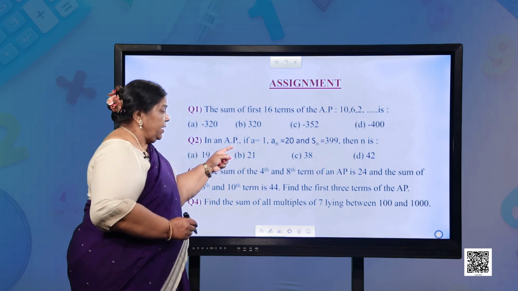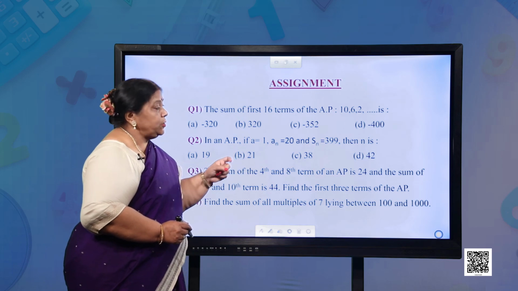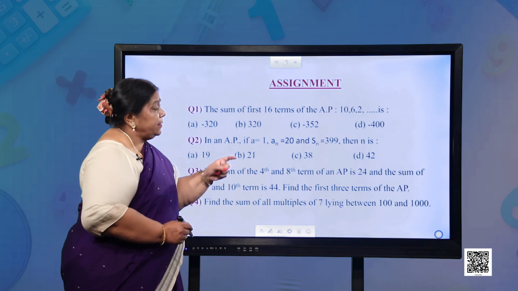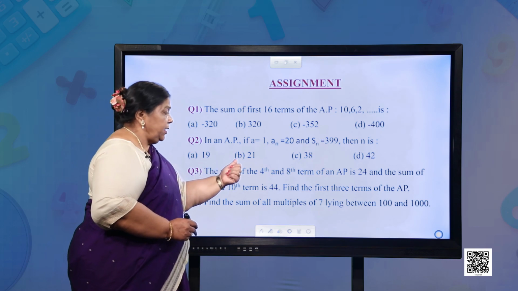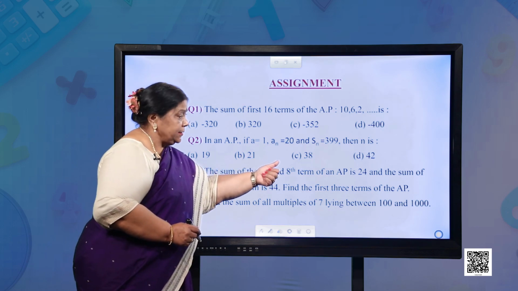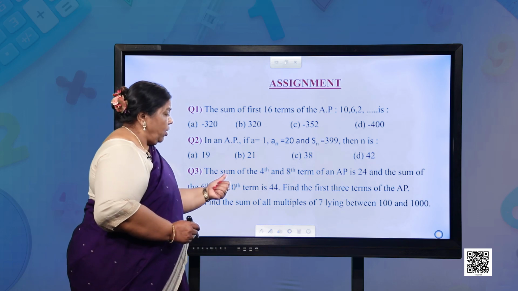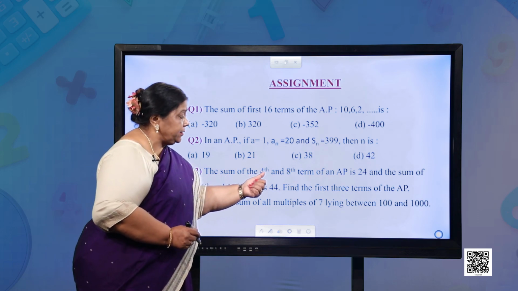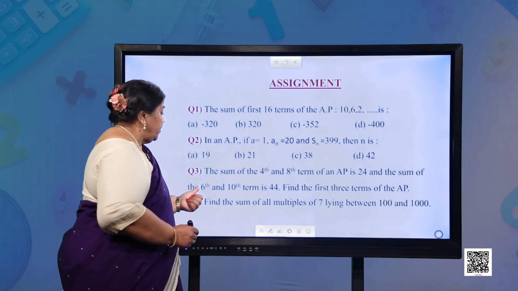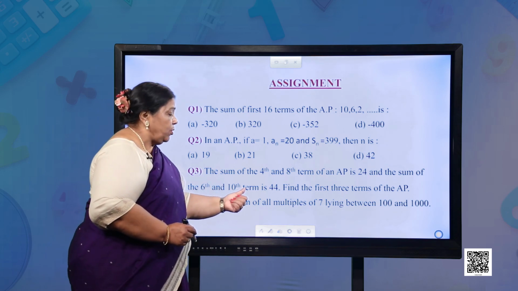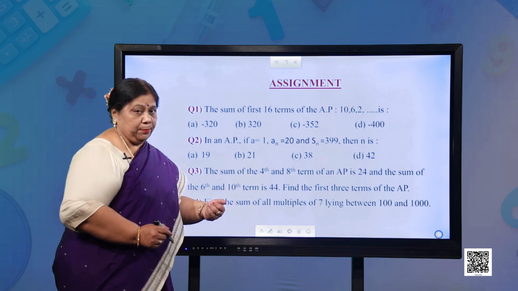Second, in an AP, if a is equal to 1, an is equal to 20 and Sn is equal to 399, then n is equal to: A 19, B 21, C 38, D 42. Question number 3, the sum of the fourth and eighth term of an AP is 24 and the sum of the sixth and 10th term is 44. Find the first three terms of the AP.